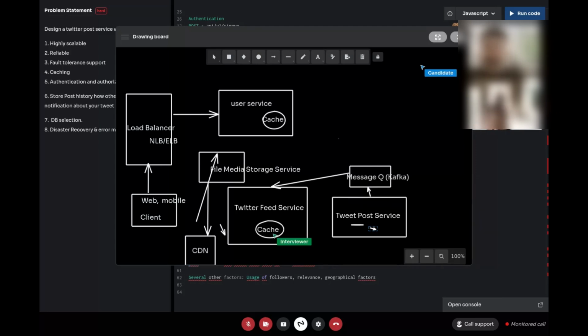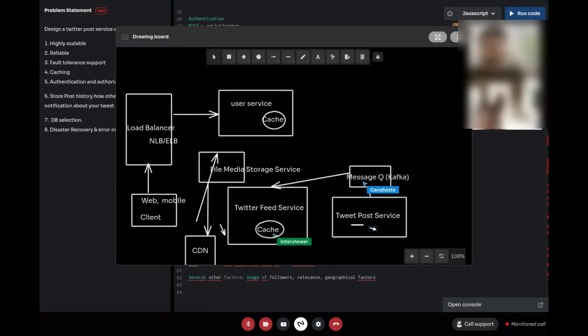Yeah, one more thing I want to know. You are using the messaging queue. Let's suppose I posted something. Immediately, I will be sending it to Kafka for the user. Right. So in this diagram, based on whether it's a celebrity or not, as soon as it is posted, we will push it to Kafka.